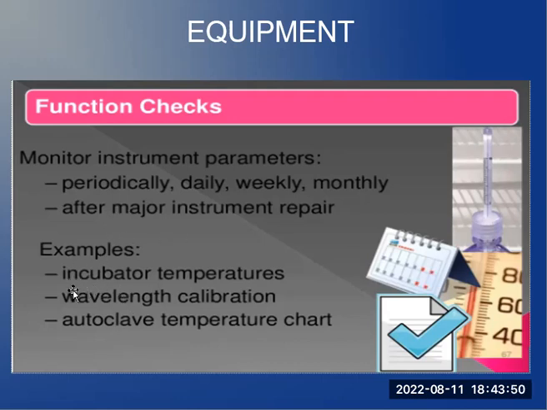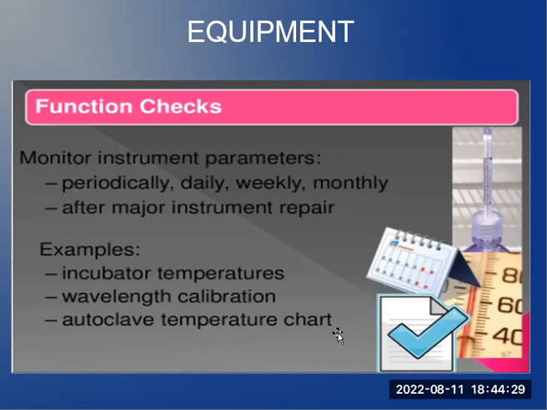An example is your incubator temperature. You need to set the incubator to 37 degrees. Then after 1 hour or 2 hours, you need to place a thermometer to check if it's accurate, if it's 37 degrees Celsius. The incubator is usually 37 degrees Celsius. Then wavelength calibration. This is very useful in your clinical chemistry.